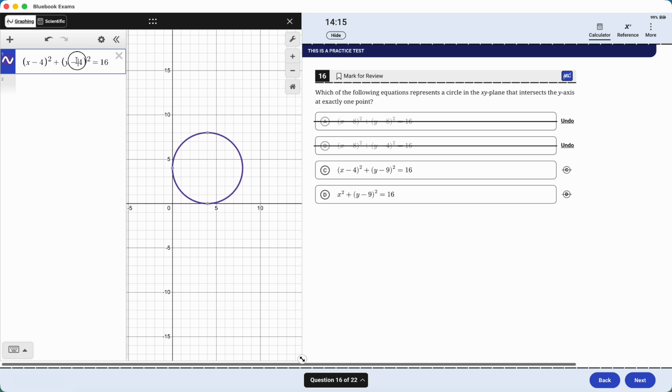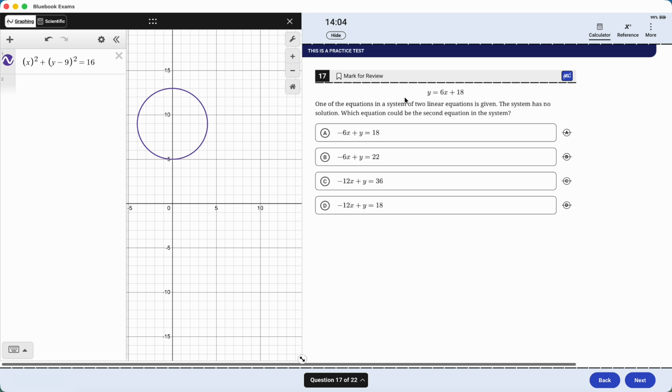Next one, it's x minus 4 and y minus 9. There you go, this one touches the y-axis at one place, and you see if I change it to D just to eliminate that one, that would be 2 places, right? So that's it.